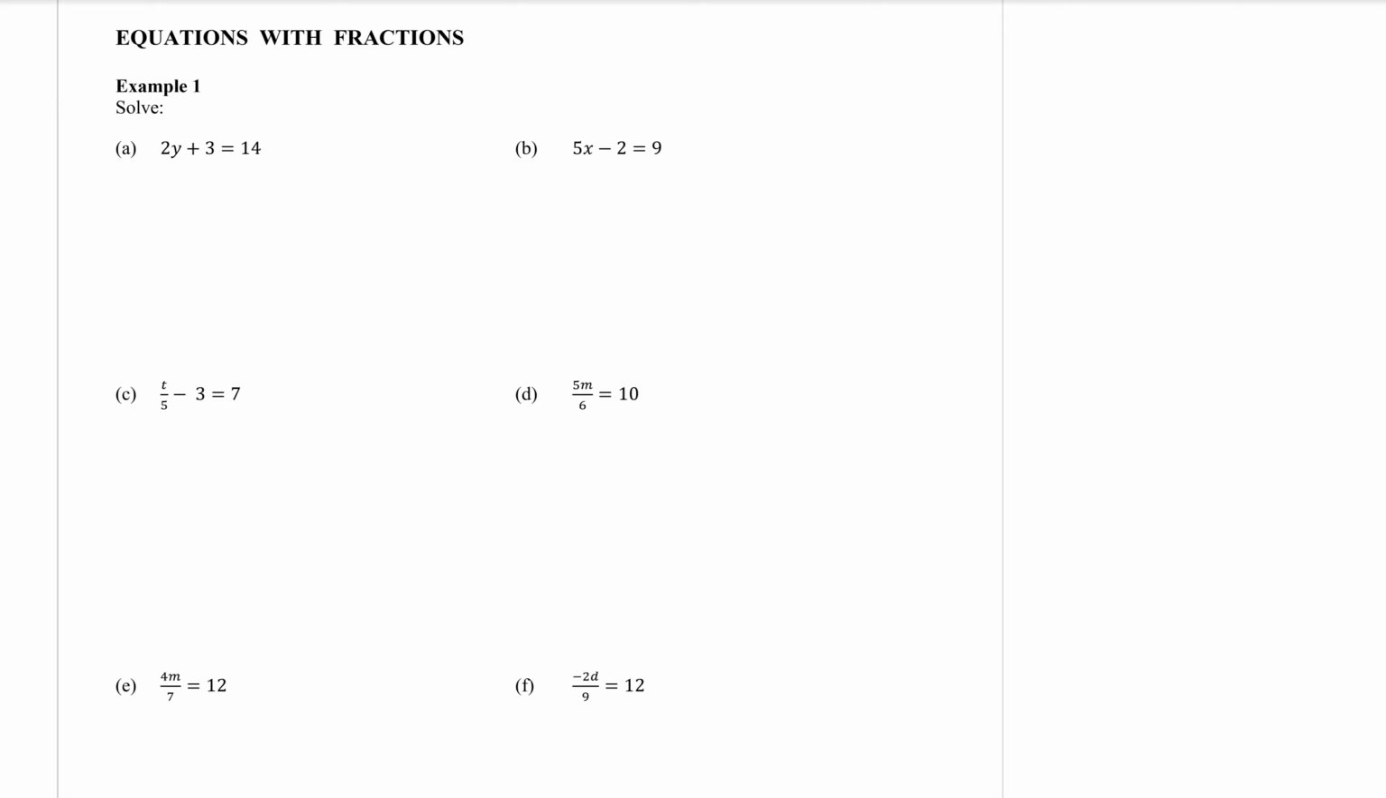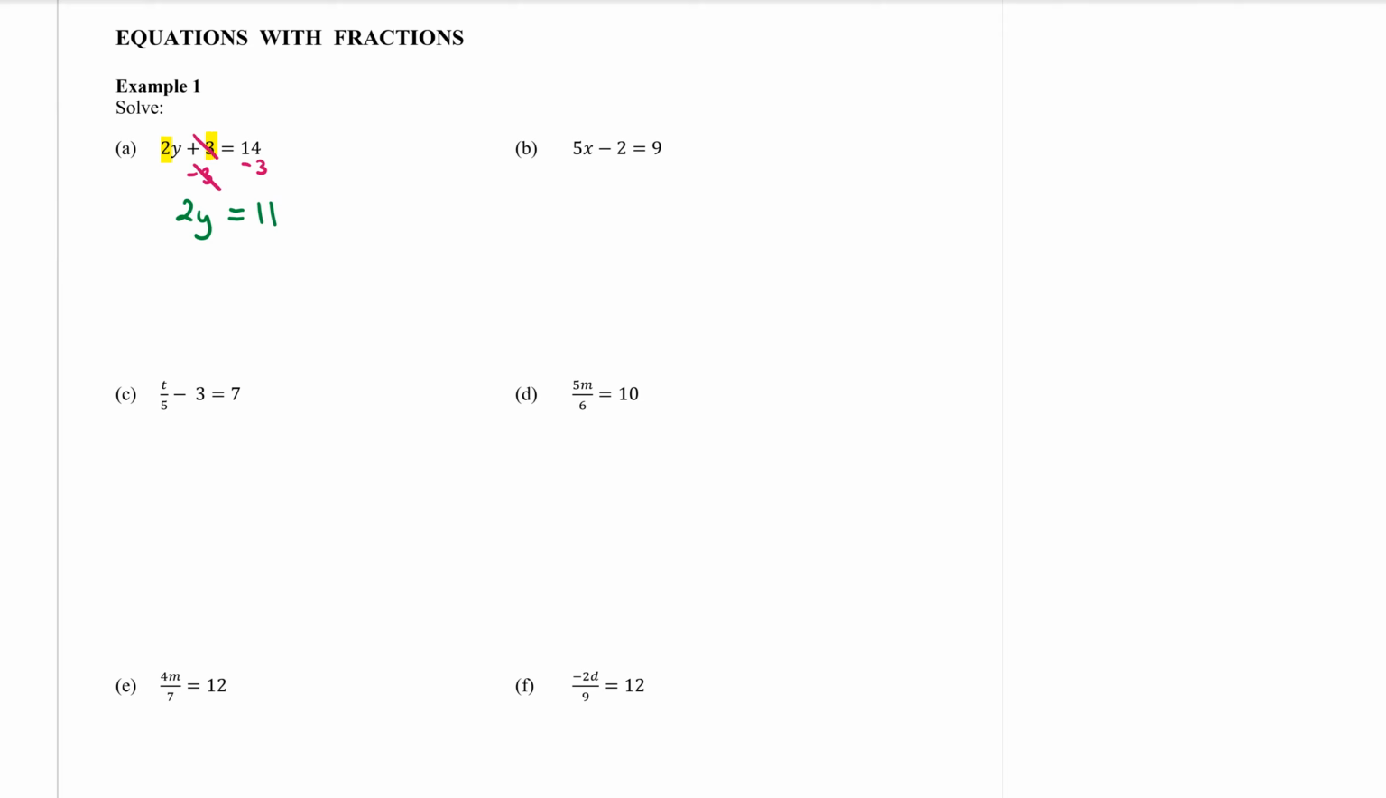We have two numbers here. We have the 2 and the 3 with the y that we need to move away. So we're going to start with the 3. To do the opposite, we need to subtract 3 from both sides. Cancel that away. So that means we have 2y left on the left-hand side of that equation. And on the other side of the equal sign, we have 14 take away 3, which is 11.